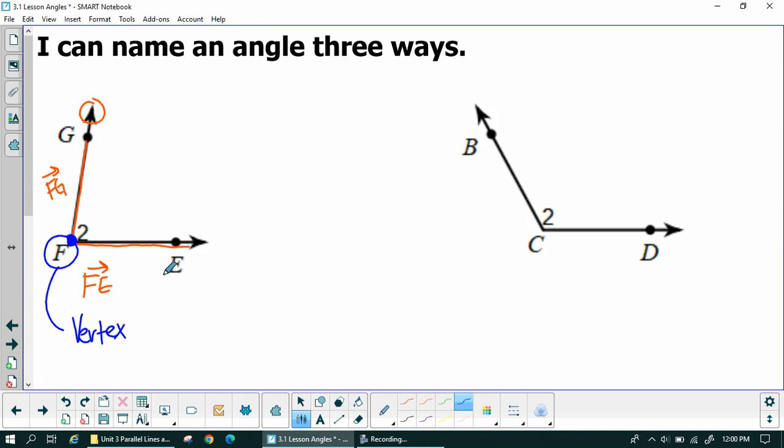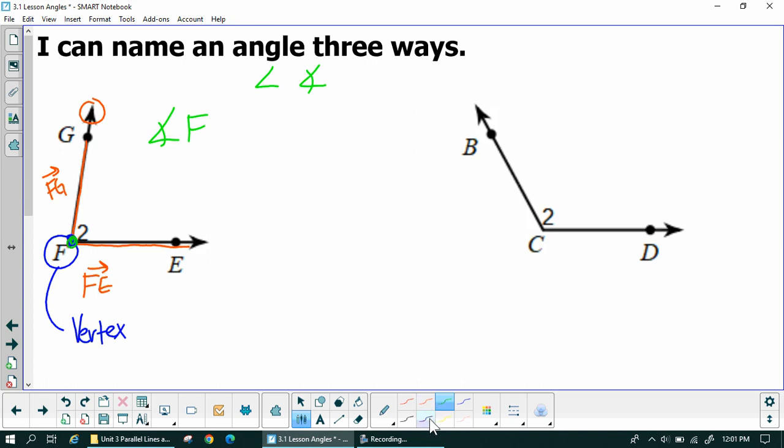And so there are three ways to name an angle. One way would be to just name it using the letter of the vertex. So here our vertex is at F, and so we could call this angle F. And we want to put an angle symbol. You'll see an angle symbol a couple ways, something like that. Sometimes that gets confused with a less than sign, so we can put a little arc through it to make it look like an angle. So this says angle F.